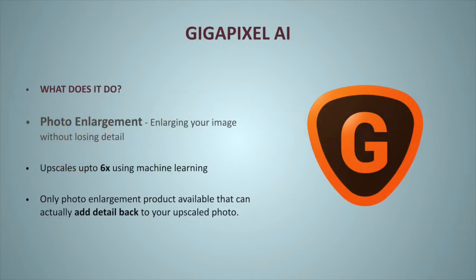So the first of those is Gigapixel AI. And as we said at the beginning, what it does, it's a photo enlargement. So it enlarges your images, and it claims to do it without losing detail. It upscales up to 6 times using machine learning, and it claims to be the only photo enlargement product available that can add detail back into your upscaled photo. And I've certainly found that to be the case very often. Not always, but very often.